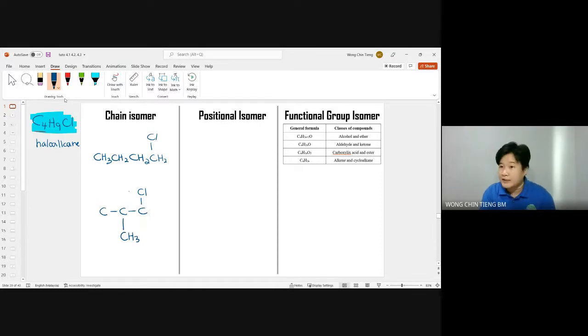Then you put in the hydrogen. Kalau kamu tak selesa, then you put in your hydrogen. Kita letaklah hydrogen bagi cukup 4 ikatan. Yang ni bagi cukup 4, kena ada 2 lagi. Yang ni bagi cukup 4, kena ada 3 lagi.